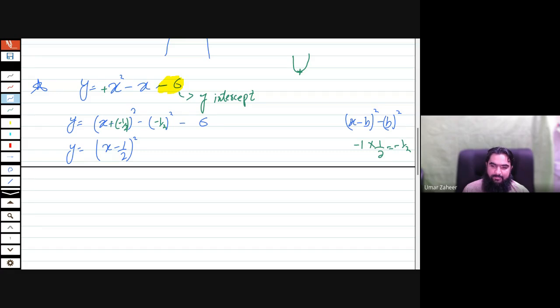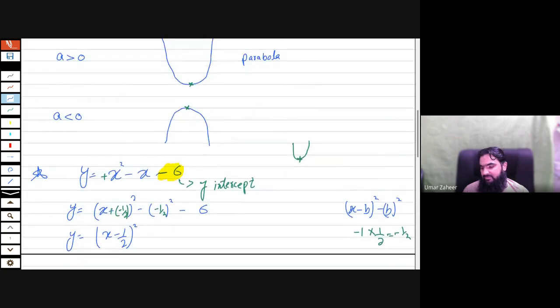It is the same method that you use in quadratics when you are solving a quadratic. So we have three methods: the quadratic formula, completing square, and the factorization method. I'm doing the completing square method for finding the turning point. This point, the turning point.